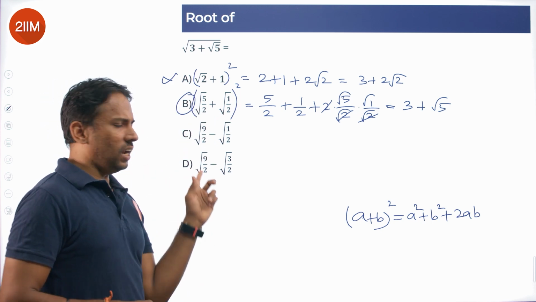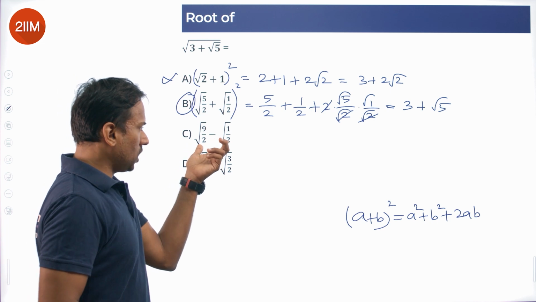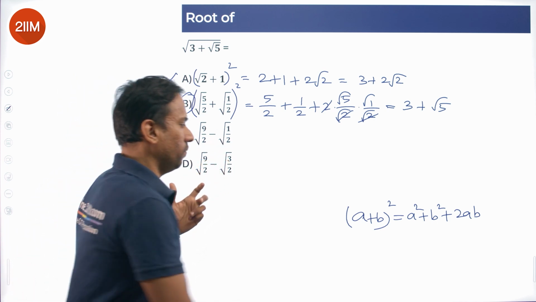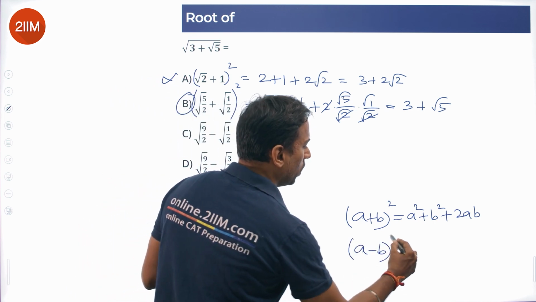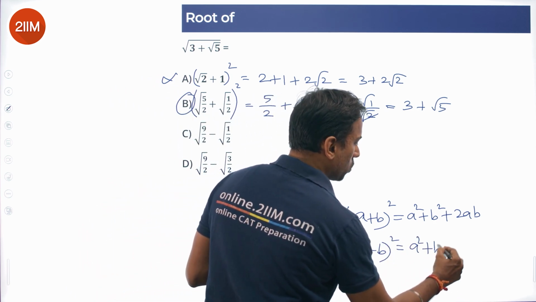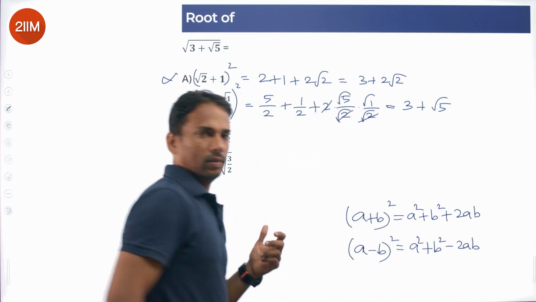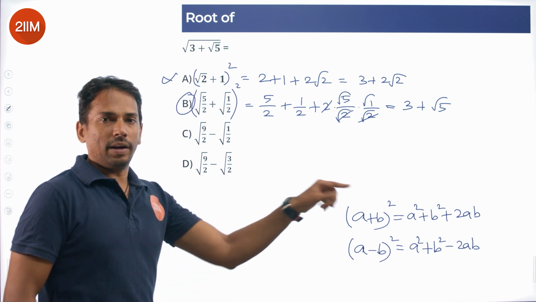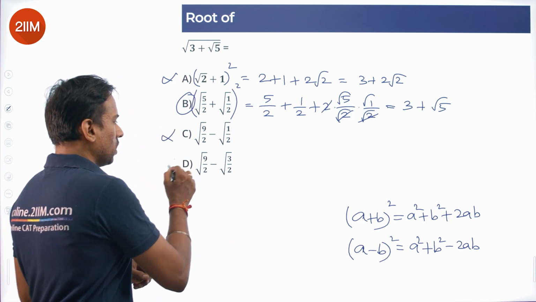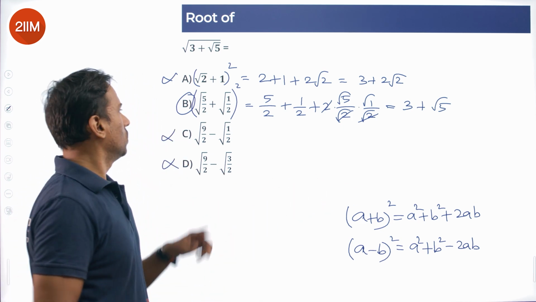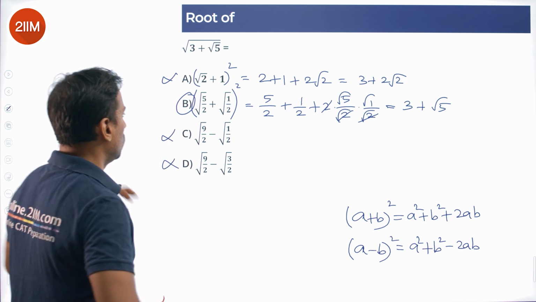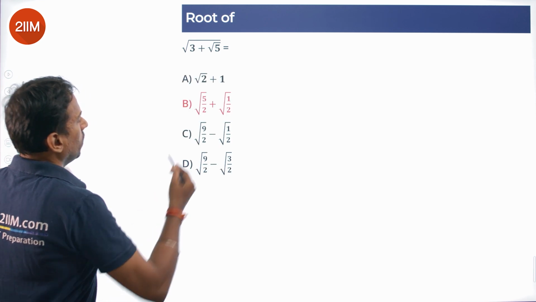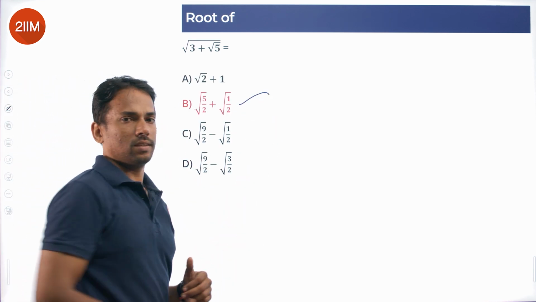Anyways, we can ignore C and D also. Why? Because these are actually of the form A minus B. When we expand A minus B the whole square, we would get A square plus B square minus 2AB. But what we have here is plus. In this expansion, we will be getting minus. So we can ignore these, they cannot be the right answers. So option B should be the right answer. We'll have a quick check. Option B. Yes, option B is the right answer.